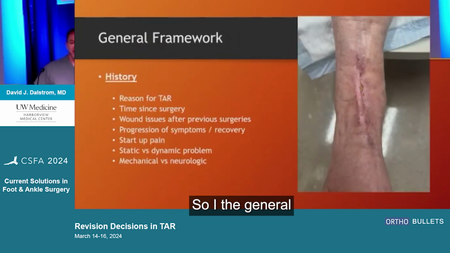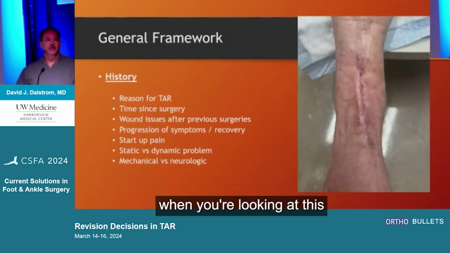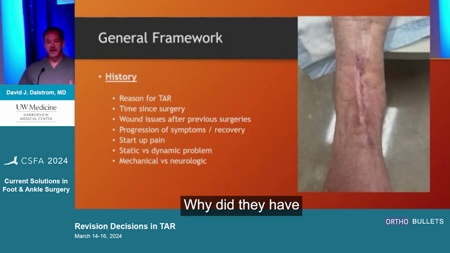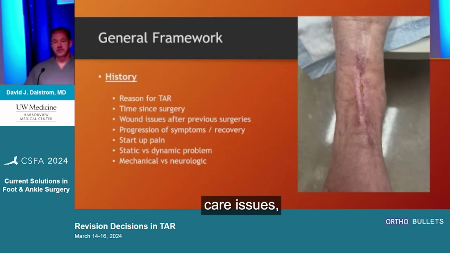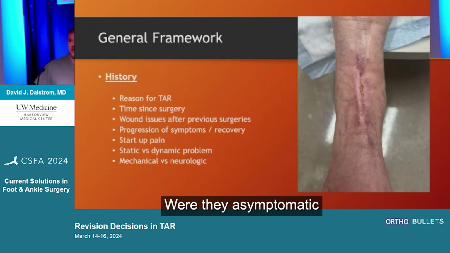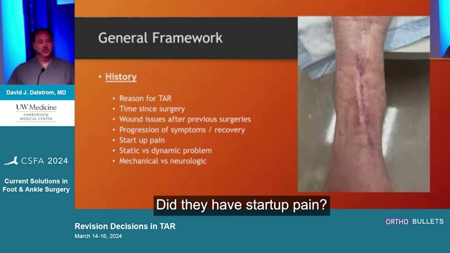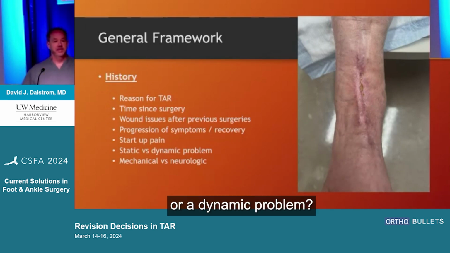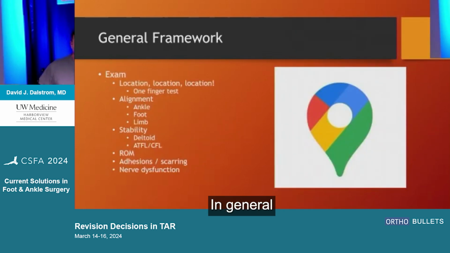So the general framework here, when you're looking at this, all starts with the history. Why did they have an arthroplasty? How long has it been? Did they have any wound care issues, progressive symptoms? Were they asymptomatic, or were they never good? Do they have startup pain? Is this a static problem, a dynamic problem? And do they have mechanical symptoms or more neurologic in nature?